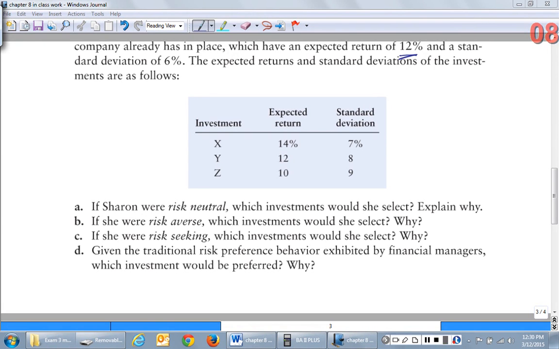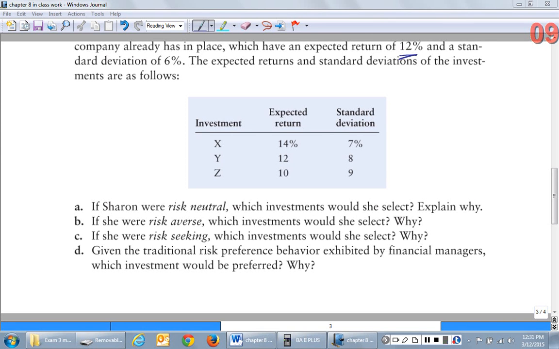that means that she wants the highest level of return for a given level of risk. She wants to maximize the return risk relationship. So she wants the highest level of return that she can with the lowest level of risk possible. So looking at these investments, we see that asset X has the highest return and it also has the lowest level of risk as measured by the standard deviation. So she would choose asset X.